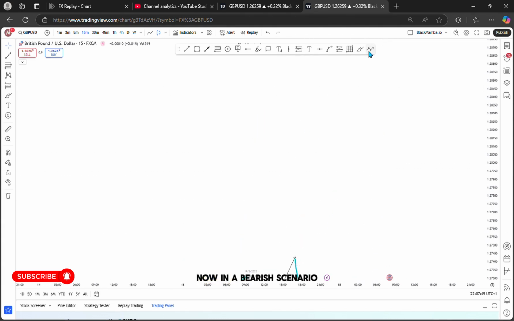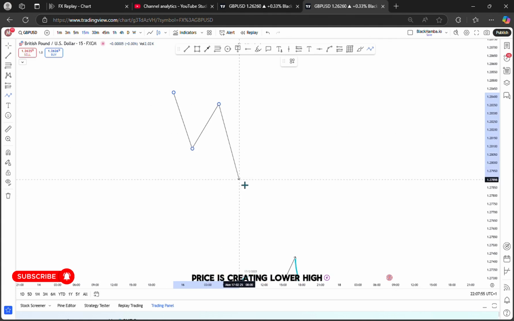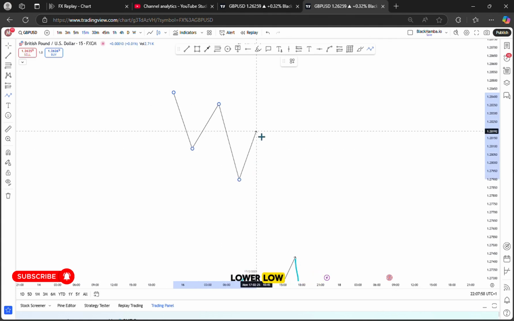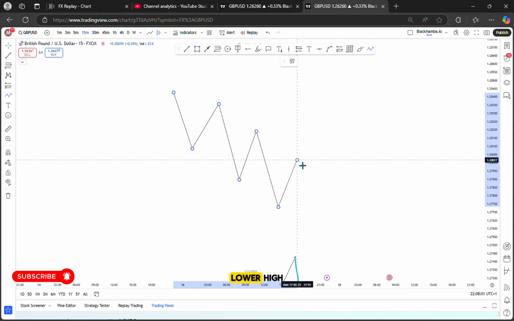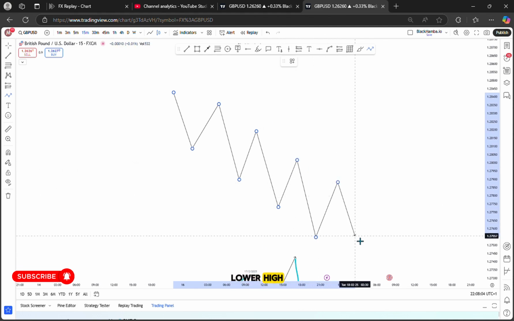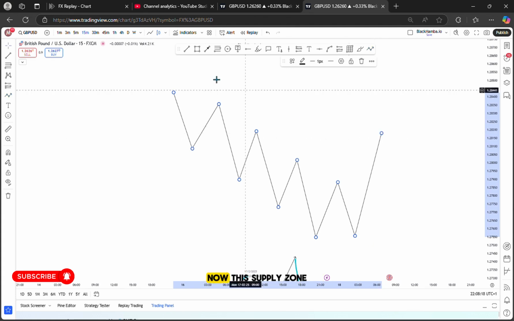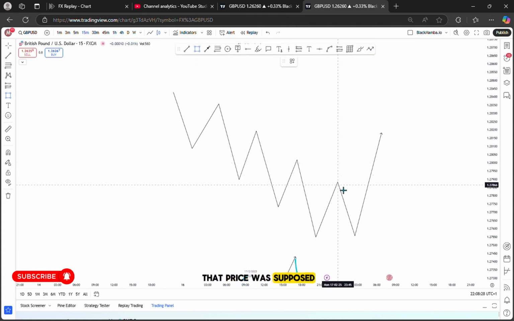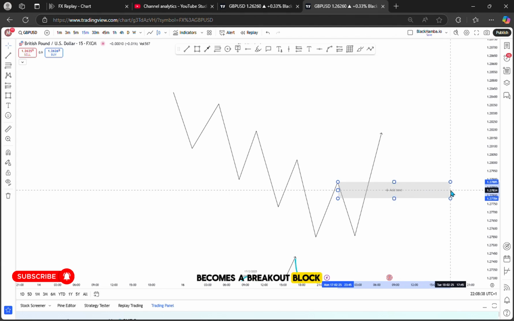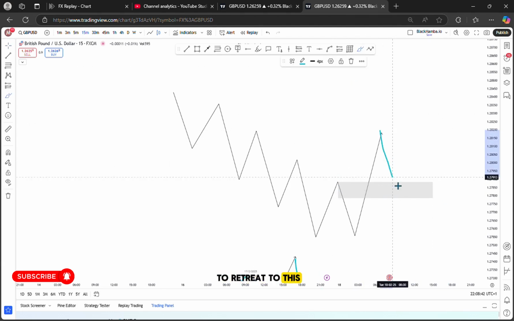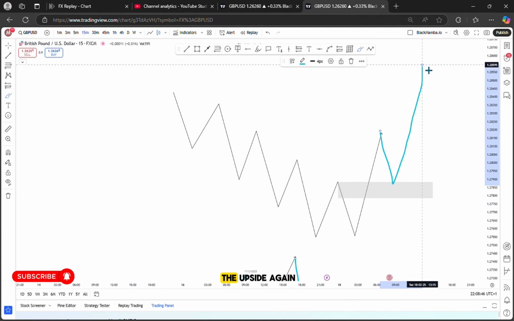Now in a bearish scenario, let's say we are having something like this. Price is creating lower high, lower low, lower high, lower low. Instead of respecting this level, price pushed aggressively and violated this zone. Now this supply zone that price was supposed to respect but violated now becomes a breaker block. So we'll be expecting price to retrace to this breaker block and continue pushing to the upside.